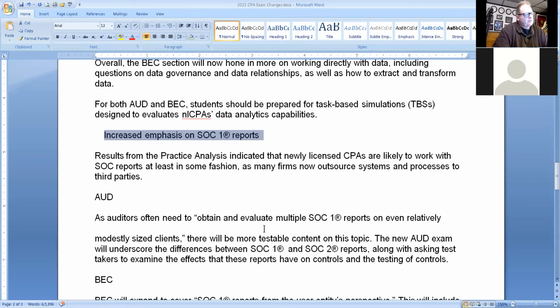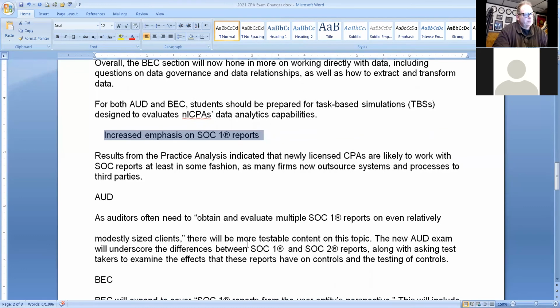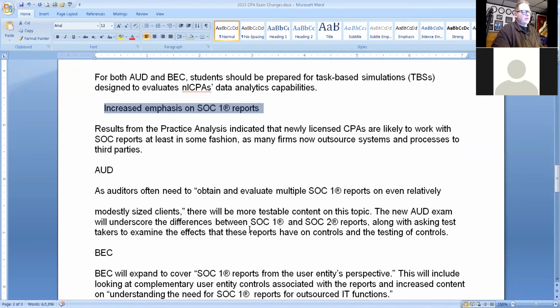SOC reports. This is a weird one. Let me talk about this one. What are SOC reports? SOC reports come about from service organizations.